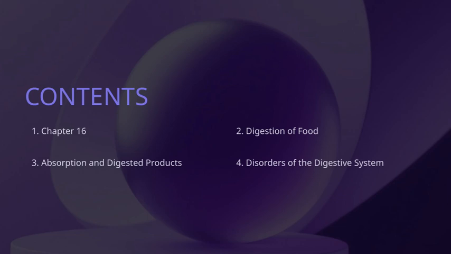Understanding these key steps helps us appreciate the complexity and efficiency of our digestive system, and it sets the stage for recognizing common disorders that can interfere with these processes. So, let's dive into how food is digested and prepared for absorption.